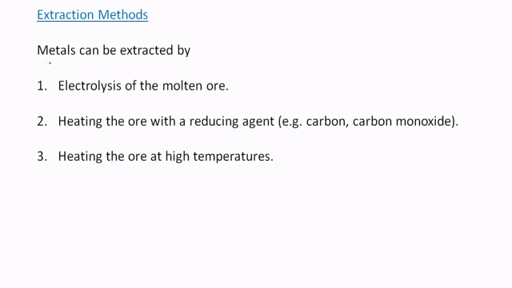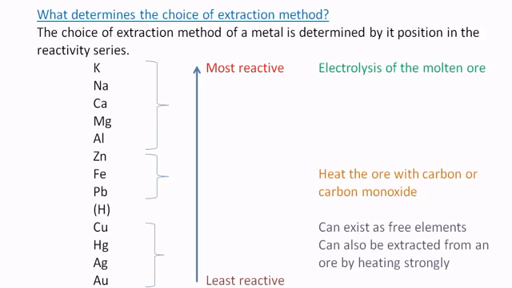Now, metals can be extracted by electrolysis of the molten ore. It can be extracted by heating the ore with a reducing agent, for example carbon or carbon monoxide, or it can be extracted by heating the ore at high temperatures. Now, what determines the choice of extraction method?